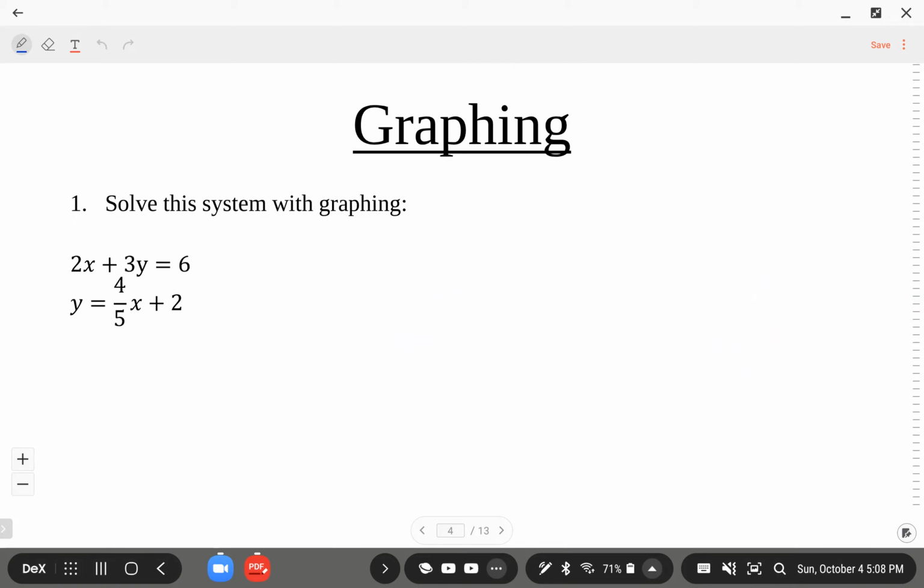Let's review how to solve systems with graphing. Let's solve this with graphing: 2x plus 3y equals 6, and y equals 4/5 x plus 2. Please solve this system with graphing. I'll give you a few moments. This shouldn't be too hard for the people who have been to my last class. For those who don't know how to do it, just hang in there. I'll walk you through it later.